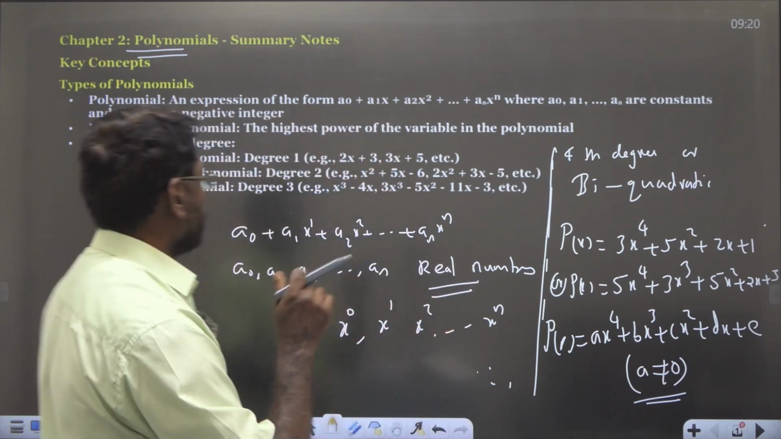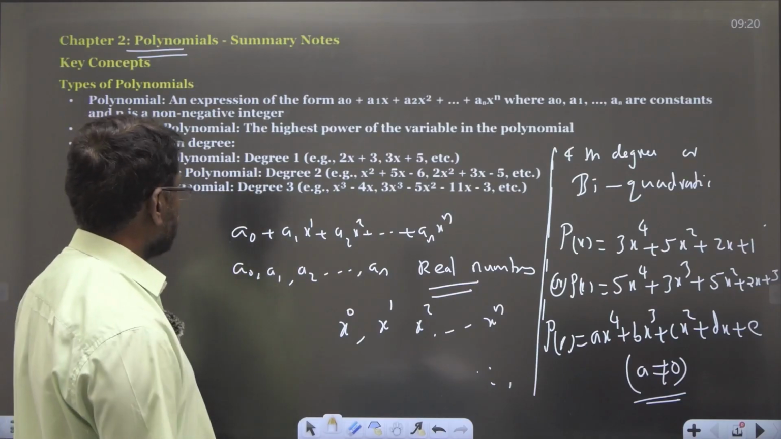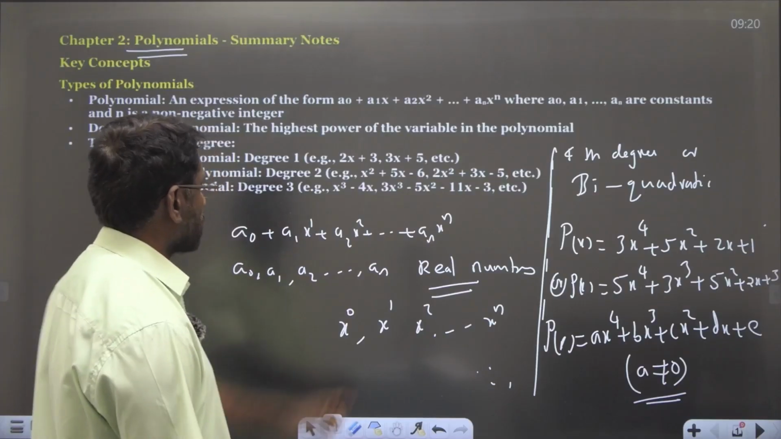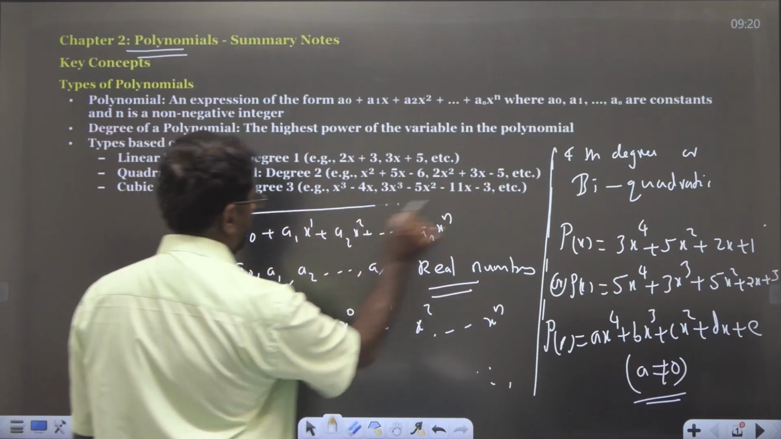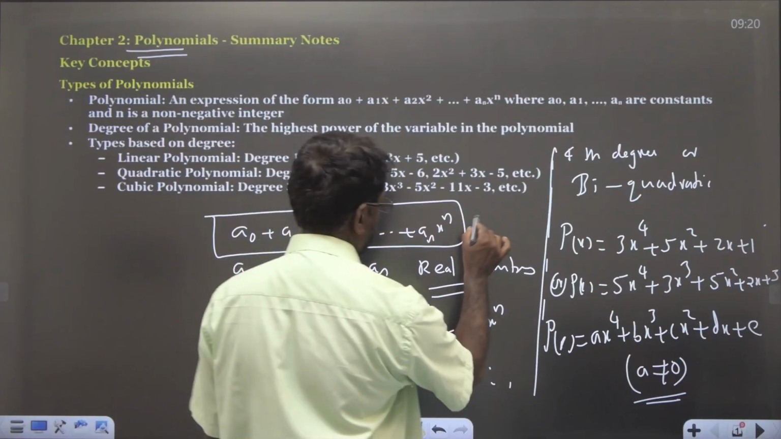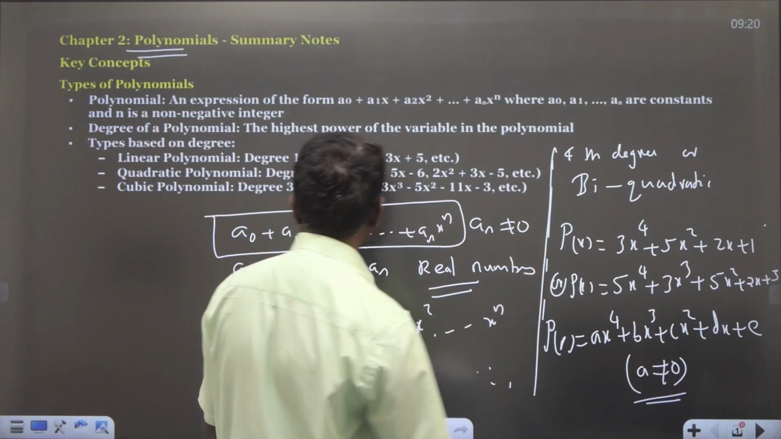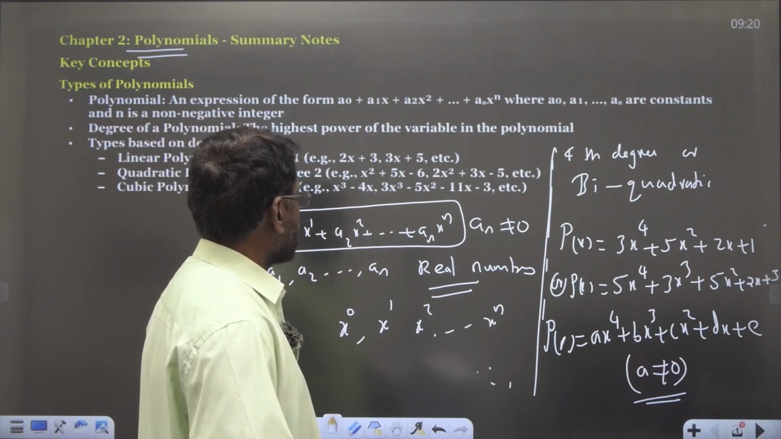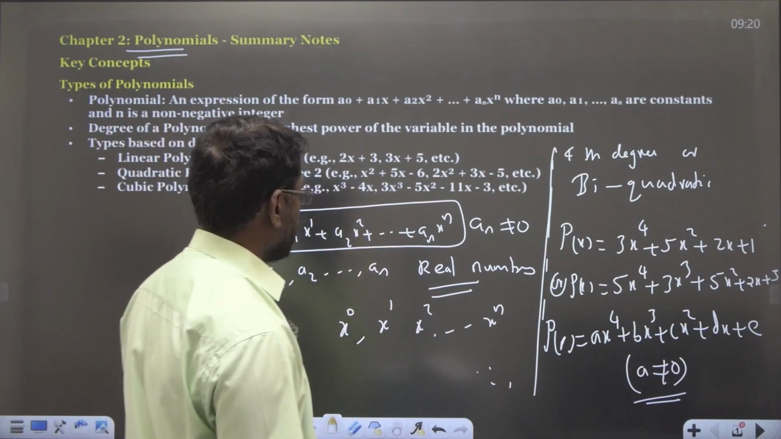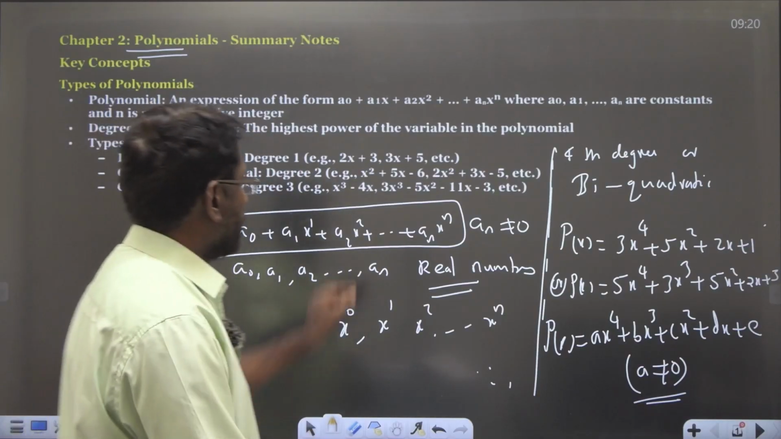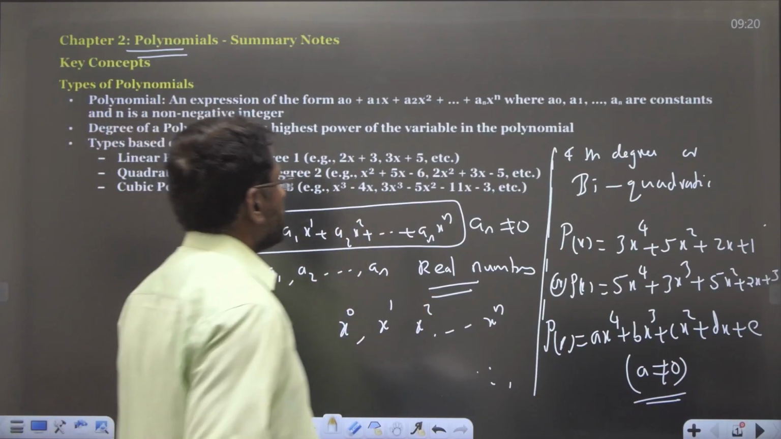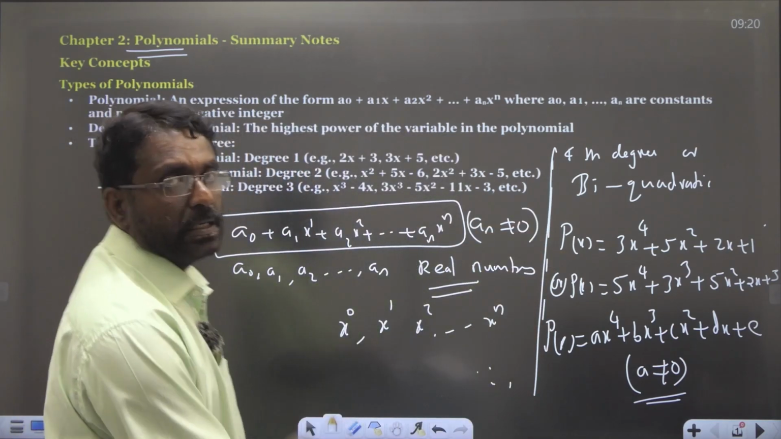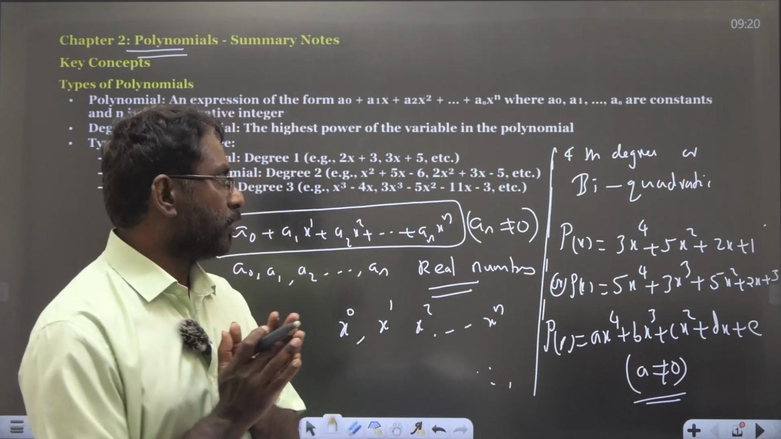Okay. Then what is an nth degree polynomial? Here the highest power is n, x raised to n. The general form is a0 plus a1x plus a2x square plus etc. plus an x raised to n. It is called an nth degree polynomial where an not equal to 0. These are the fundamental concepts of polynomials.